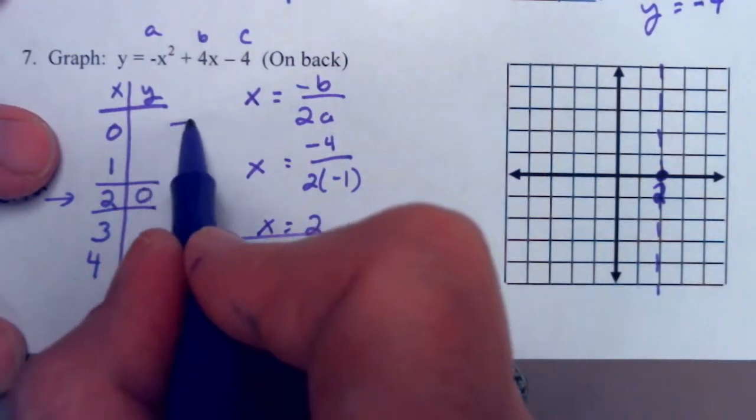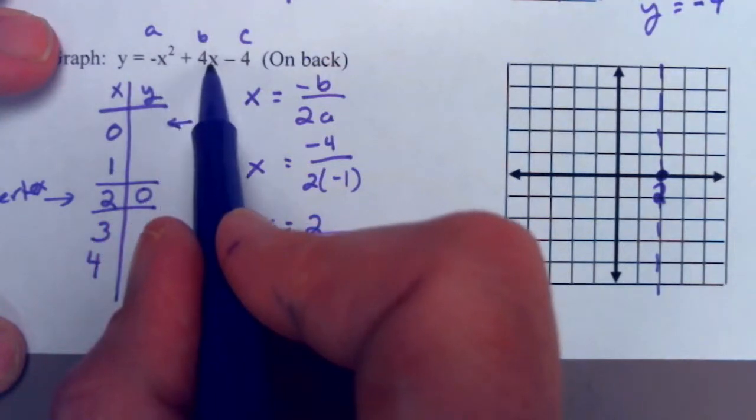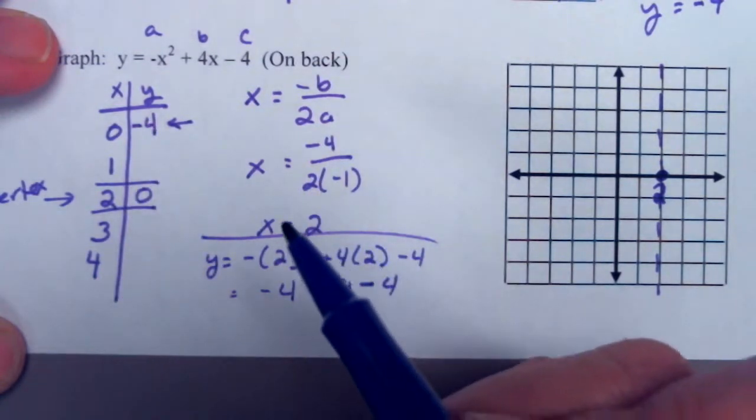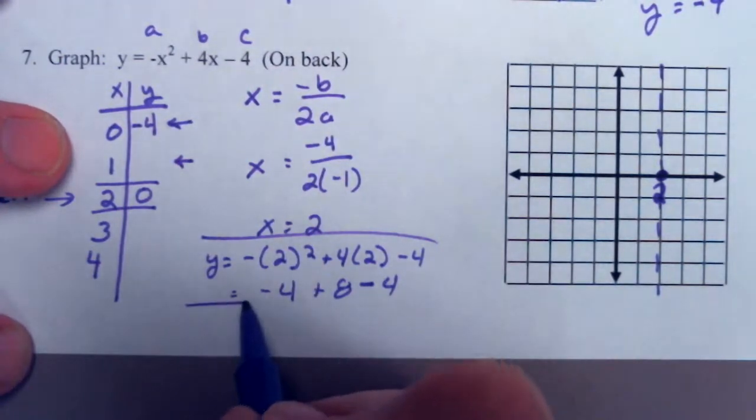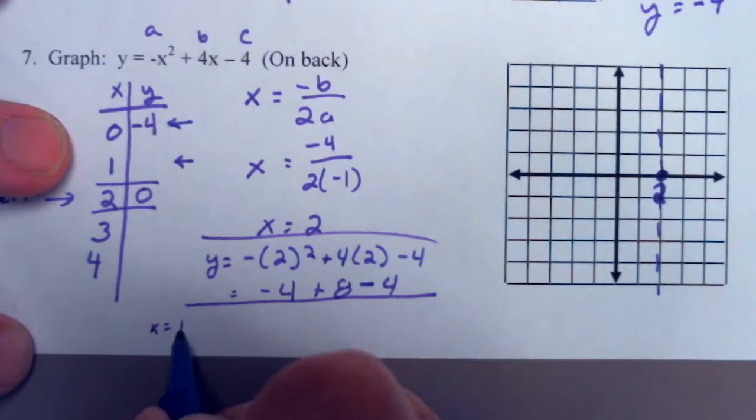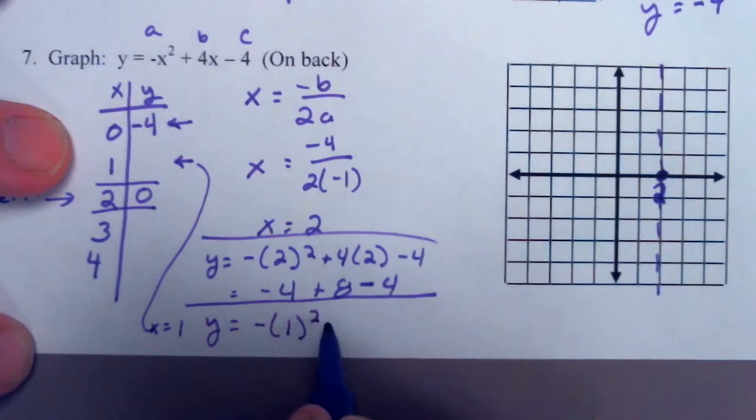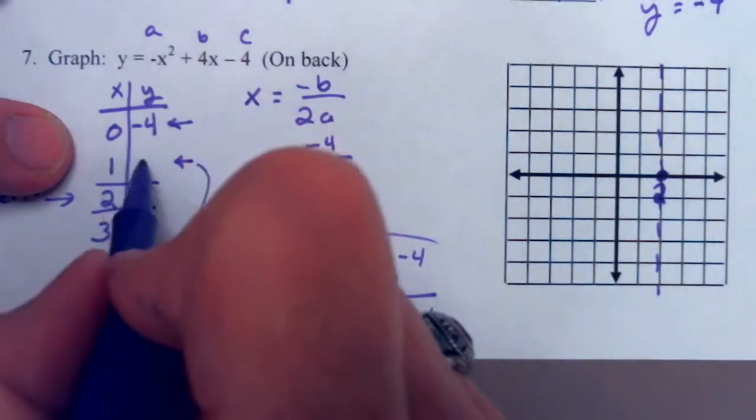Now, up to the top again, put in 0 for x. Negative 0 squared is 0, plus 4 times 0 is 0, minus 4. So this point will be (0, -4). Now I'm going to go on to the 1. X equals 1. y equals negative 1 squared plus 4 times 1 minus 4. 1 squared is 1, and making it negative is -1. 4 times 1 is 4, minus 4. Negative 1 plus 4 is 3, minus 4 is -1.